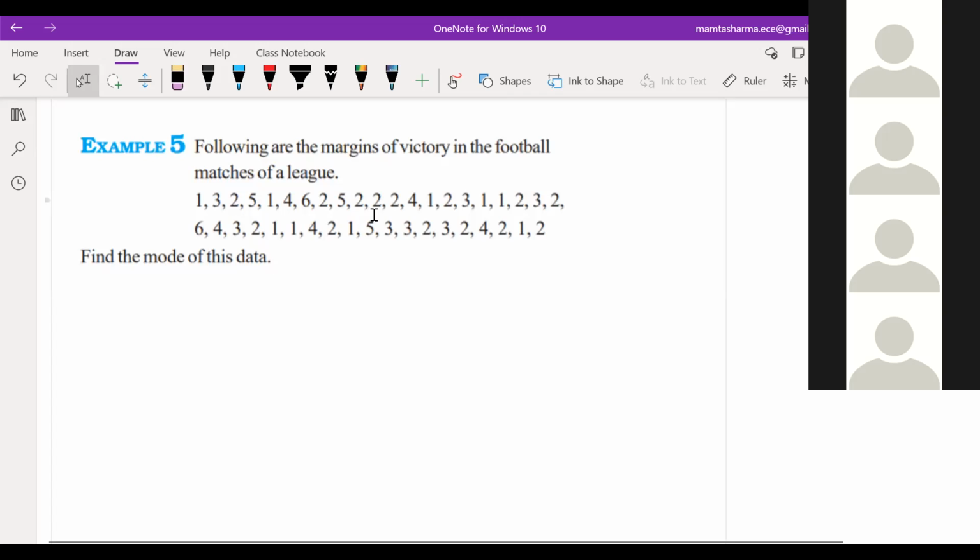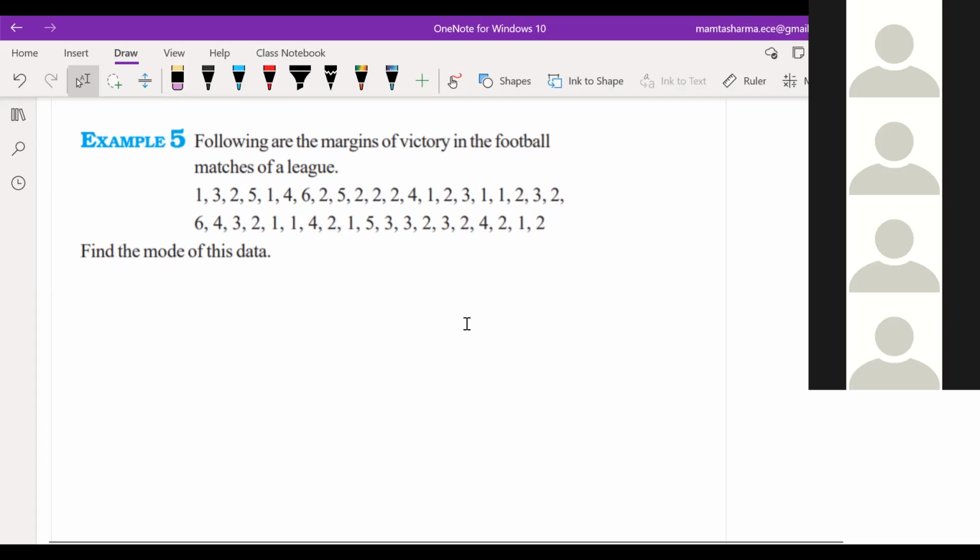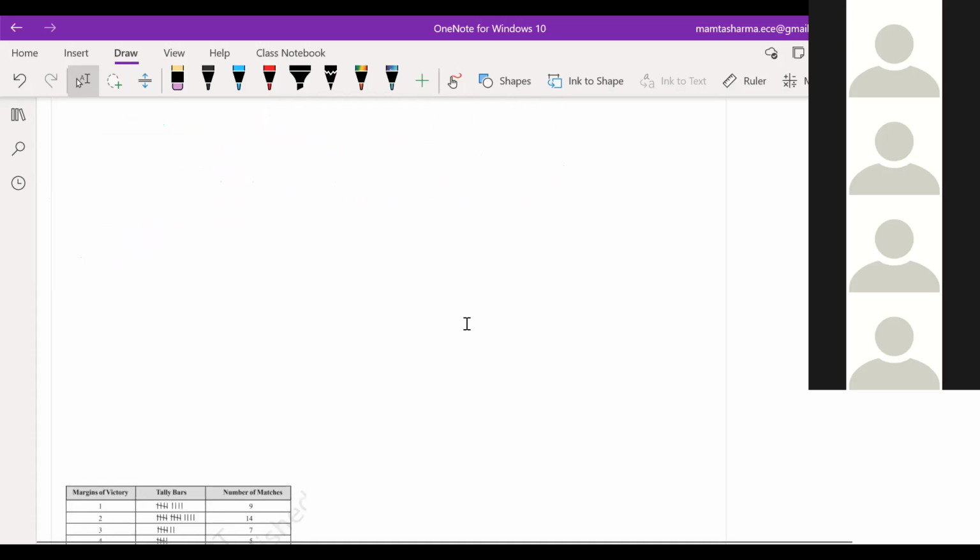So frequently, most occurring margin is 1, ma'am. 1 is occurring how many times? 1, 2, 3, 4, 5, 6, 7, 8, 9. 1 is occurring 9 times. 2 is occurring 10 times, ma'am. 1, 2, 3, 4, 5, 6, 7, 8, 9, 10, 11, 12, 13, 14 times. Yes, ma'am, 2 is occurring 14 times. That's why the mode of this margin will be 2.